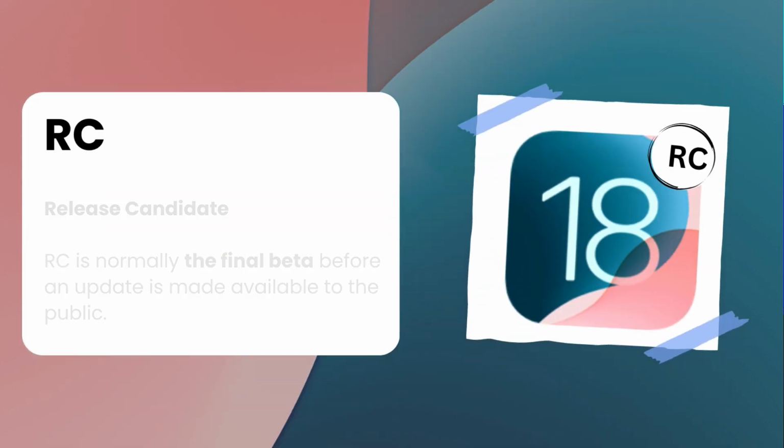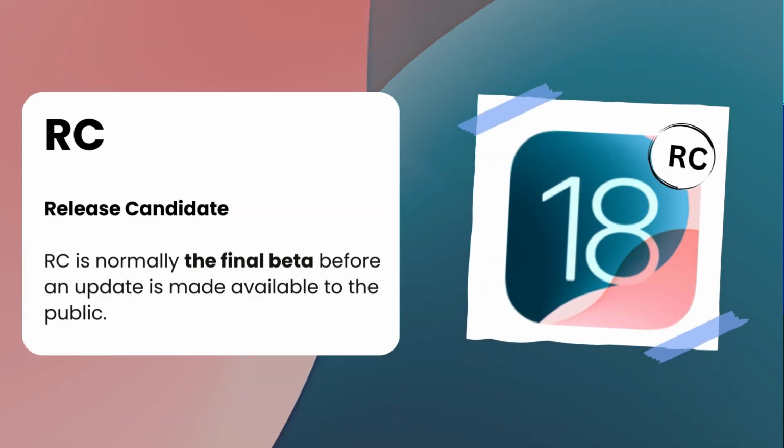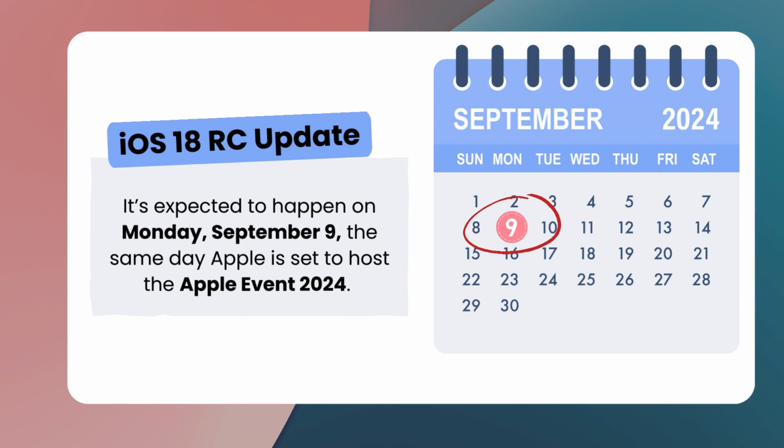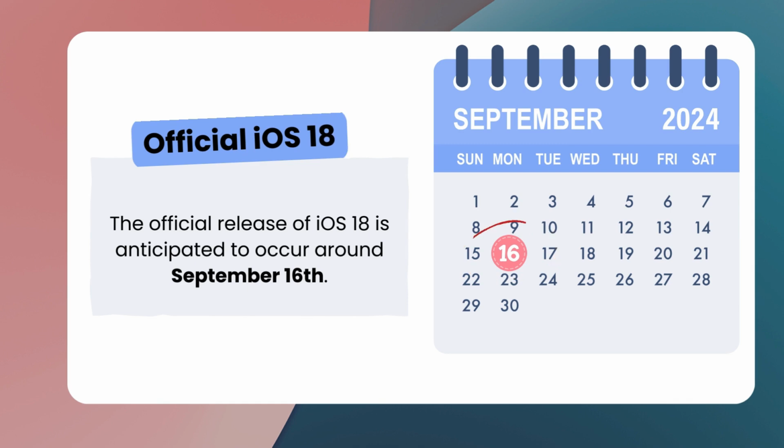RC, namely the release candidate, is normally the final beta before an update is made available to the public. While Apple is yet to confirm when the so-called RC update will be released, it's expected to happen on Monday, September 9th, the same day Apple is set to host the Apple Event 2024. One week after the RC release, the official release of iOS 18 is anticipated to occur around September 16th, aligning with Apple's typical release schedule.